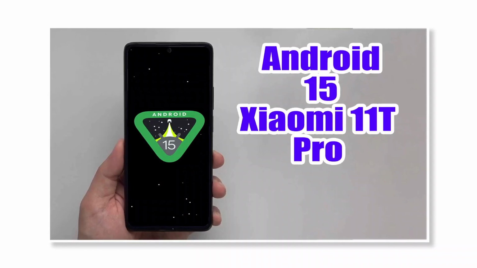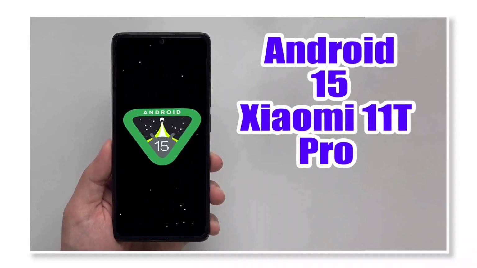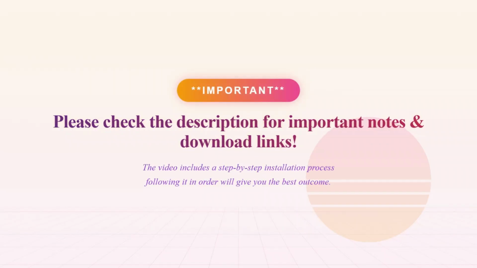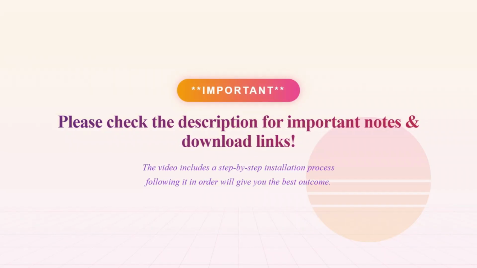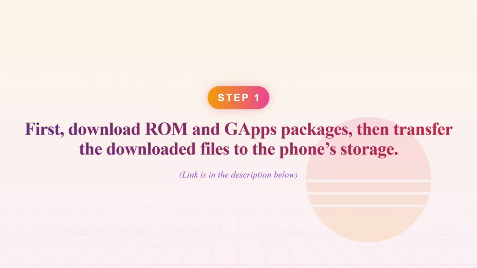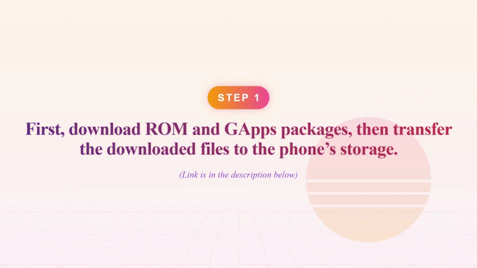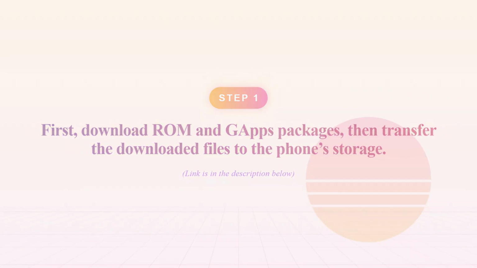Install Android 15 on Xiaomi 11T Pro via AOSP ROM. Please check the description for important notes and download links. First, download ROM and GApps packages, then transfer the downloaded files to the phone's storage.